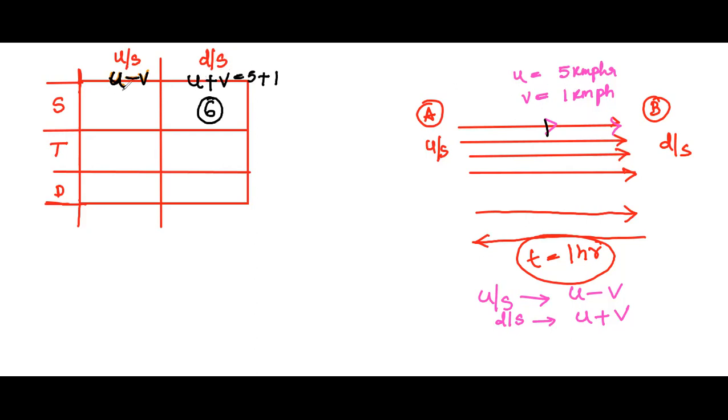Again, if you see the problem here, this is 5, the speed of the boat in still water, minus, because towards the upstream, the velocity of the river is 1. So towards the upstream, u minus v is equal to 5 minus 1, which is equal to 4. Therefore the speed is 4. This is 4 and 6.